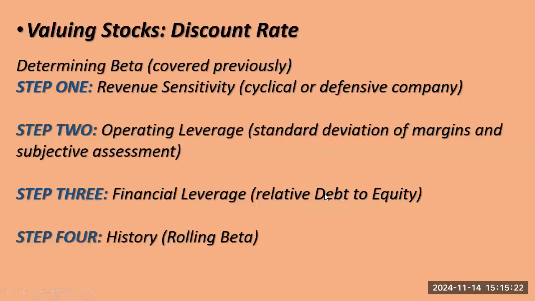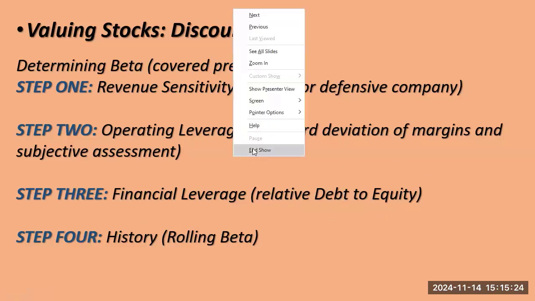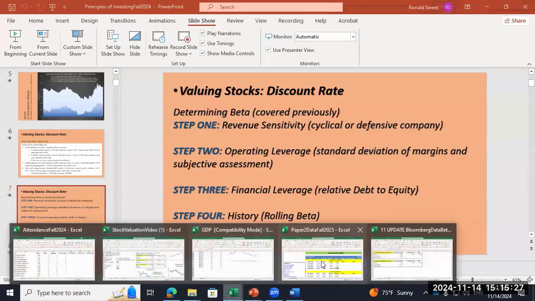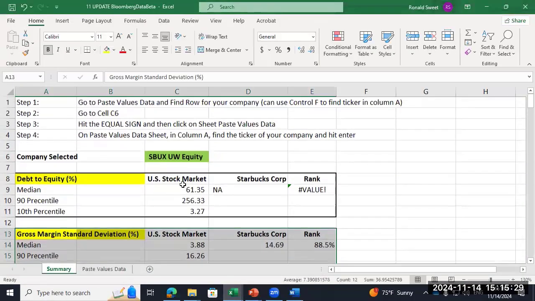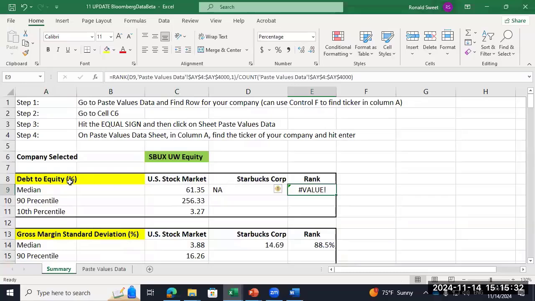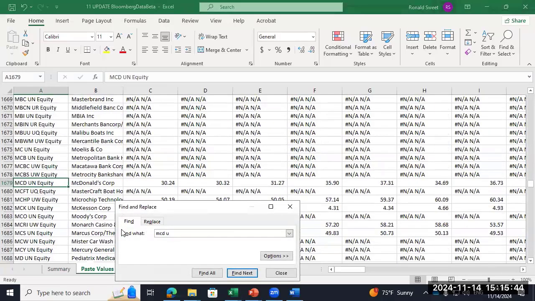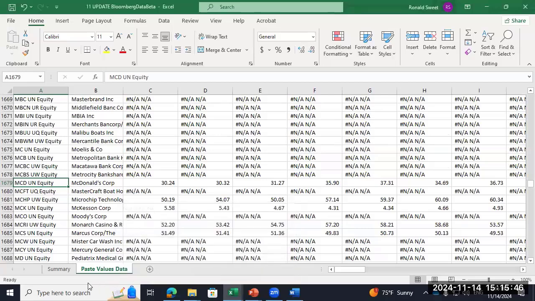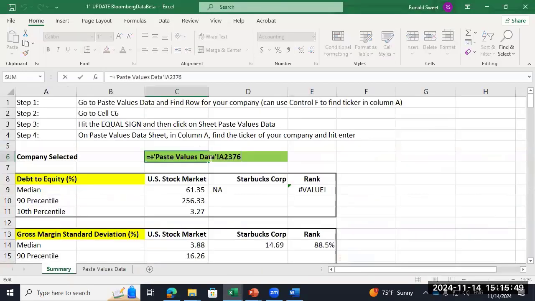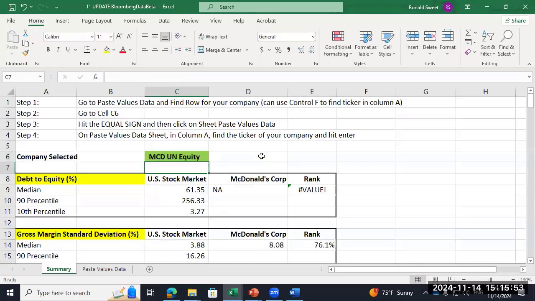Financial leverage is the easiest one: how much debt does the firm have? All you got to do here is go to the chart and just look at it. You can't do this for Starbucks. If you have a firm that just says value, that means your firm has negative net worth. I can do the same thing with McDonald's. Line 1679. It doesn't have a debt to equity because they don't have any equity. Their net worth is negative.